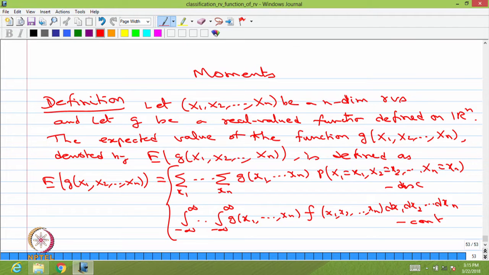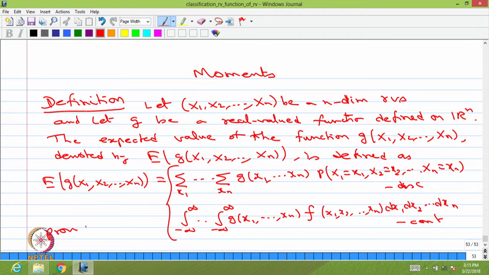Provided, when the random variables are of the discrete type, the summation in absolute sense is finite, or when the random variables are of the continuous type, in absolute sense the integration is a finite quantity. That means, provided the right hand side is finite in absolute sense.